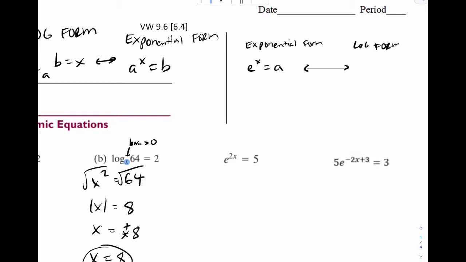But remember, for e, we use a natural log. So this is going to be natural log of a is equal to x. And in case you forgot, remember natural log, that's the same thing as log base e. So that's the exact same thing.